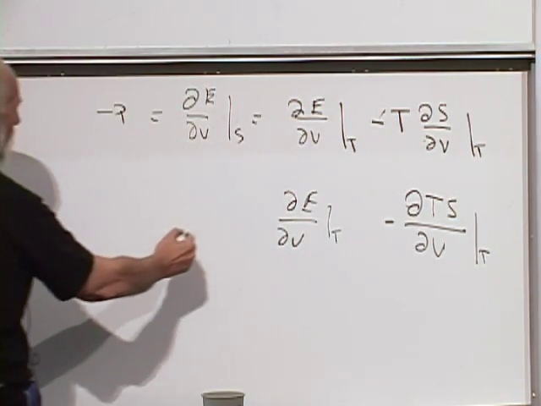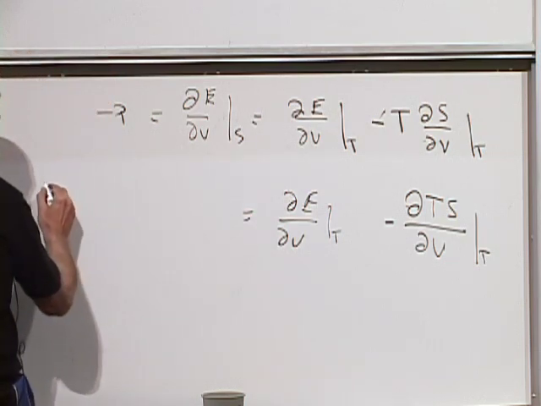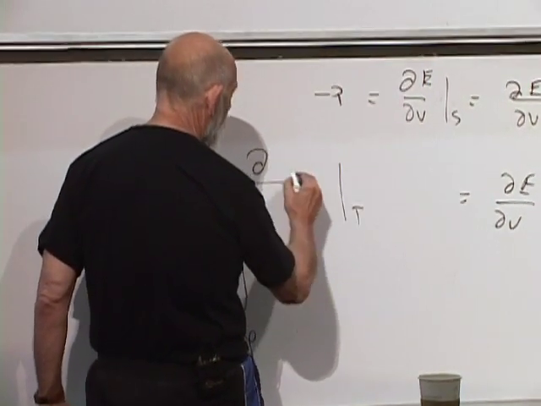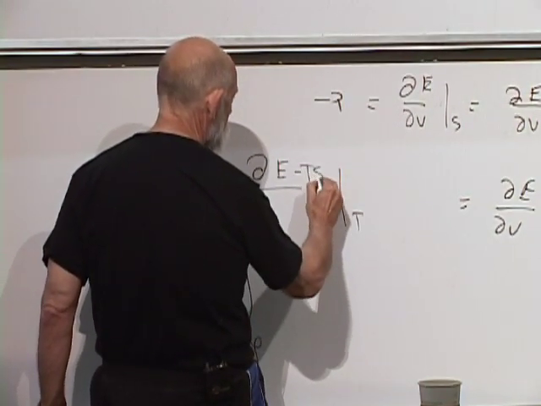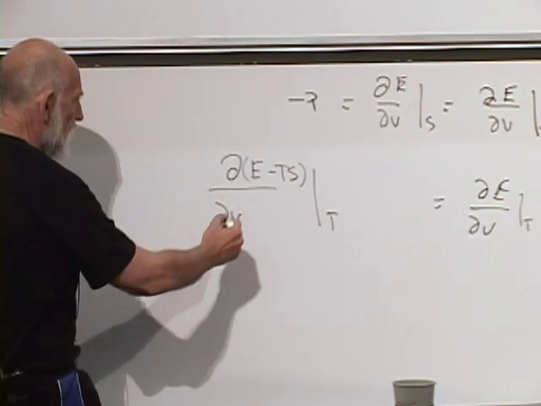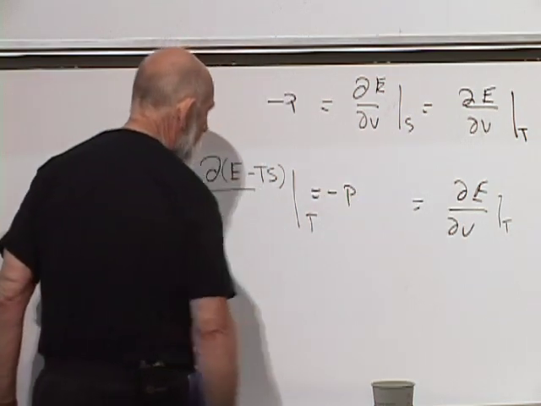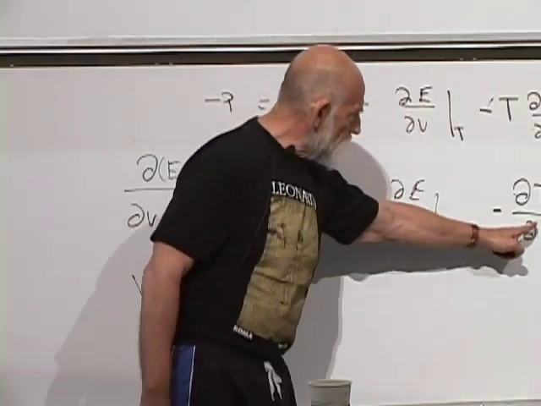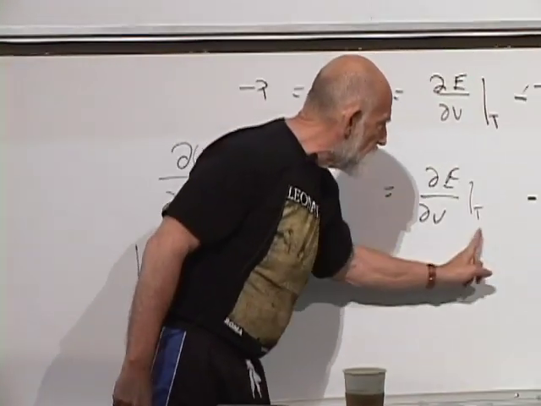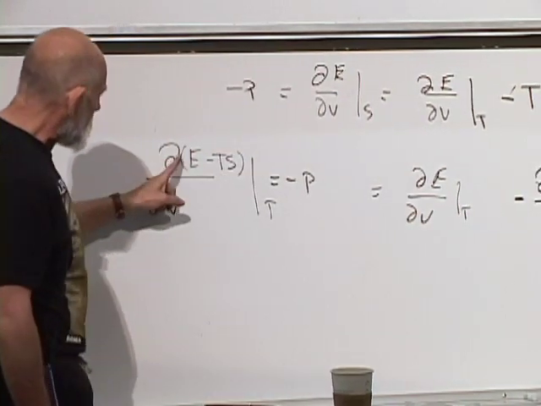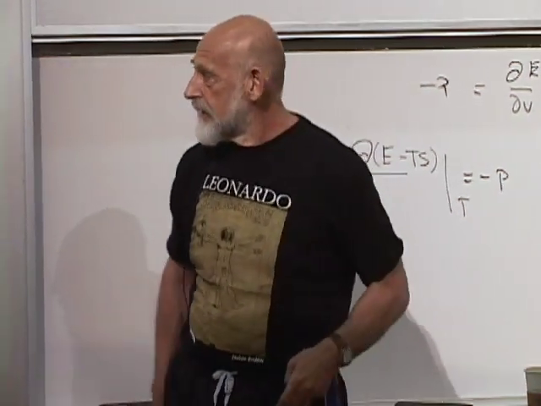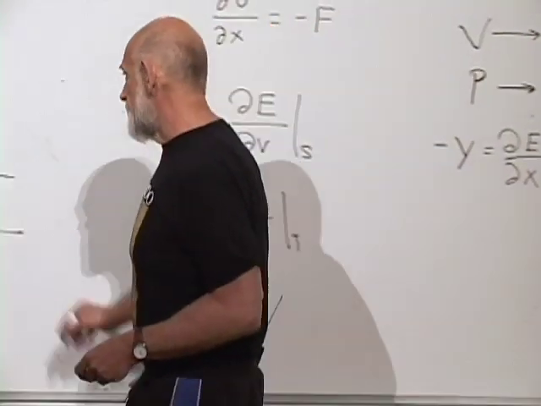The result is that this is equal to the derivative with respect to the volume at fixed temperature of E minus Ts, and that's minus the pressure. Okay? These two terms combine together to just say they're both derivatives with respect to volume at fixed temperature, and the result is the derivative of E minus Ts. Well, what is E minus Ts? It's A, the Helmholtz free energy.